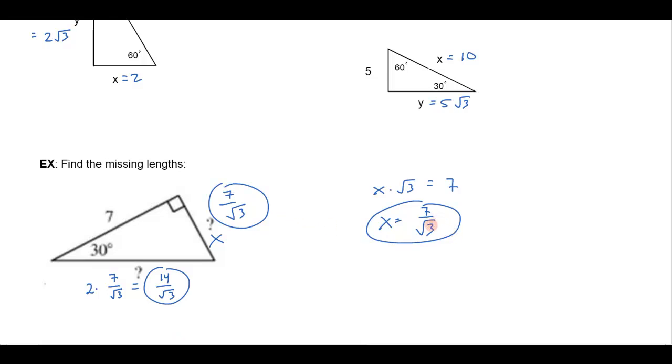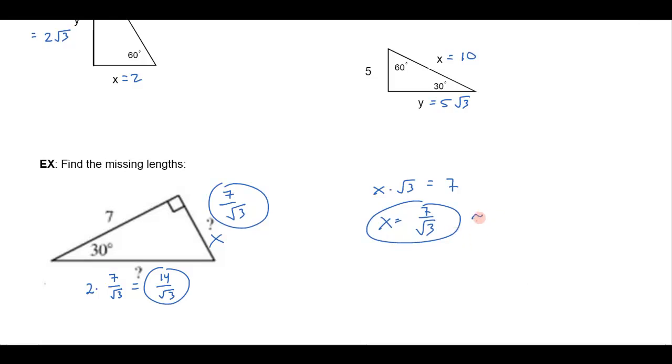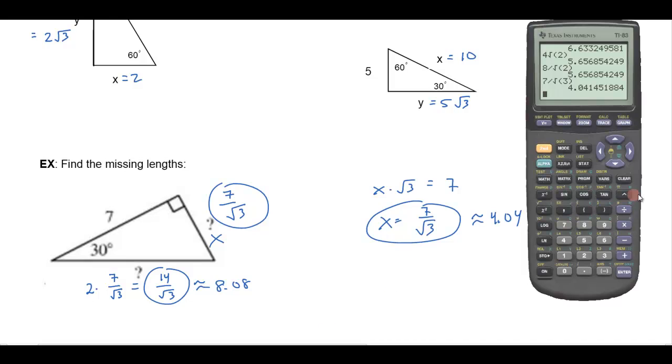I could rationalize those if I wanted to, but in this case maybe what I should do is just go ahead and get an approximation using the calculator. So 7 divided by the square root of 3, that's about 4.04. And 14, or let's just double that, so that's going to be about 8.08. That would be the easiest way to do that. Okay.